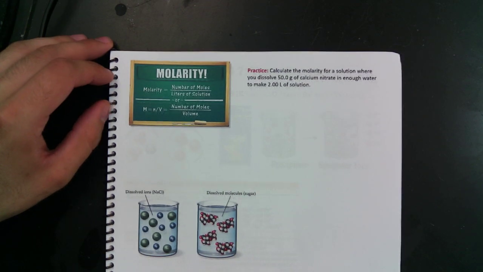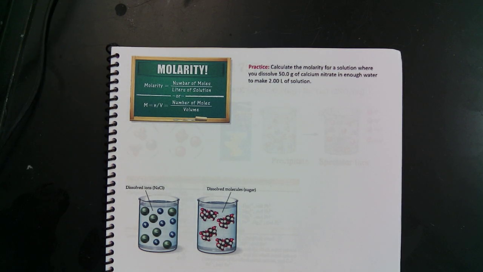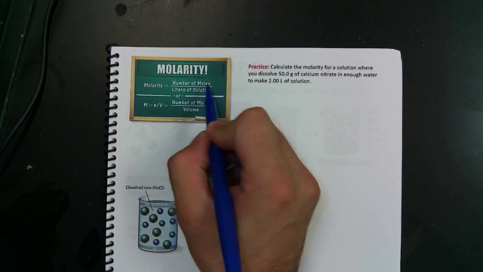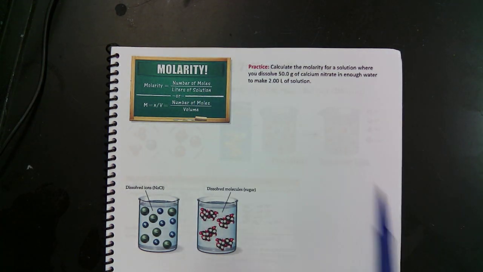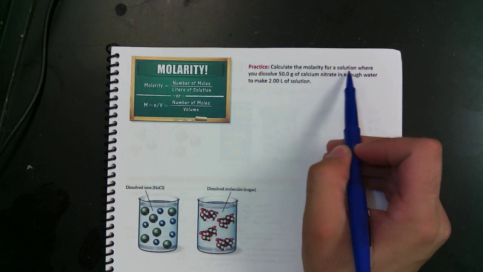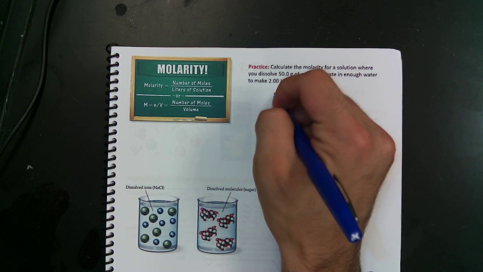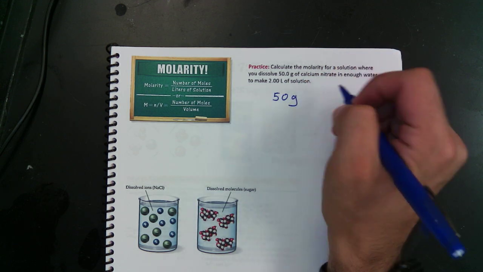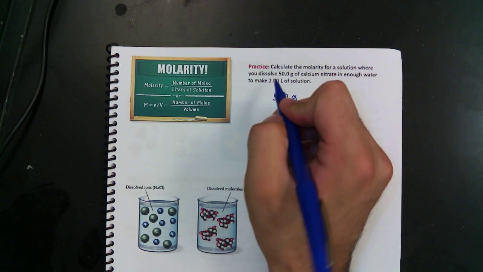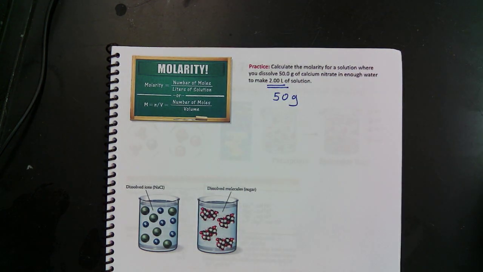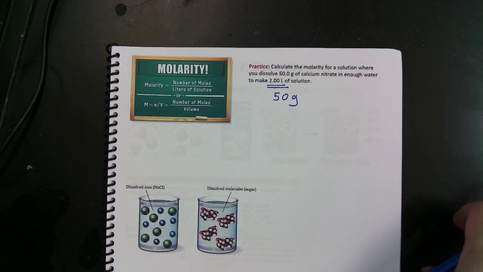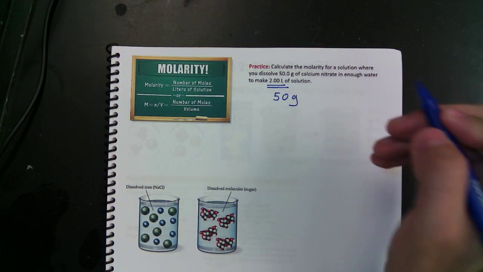Molarity, in terms of doing some mathematical problems, again, the units are really specific. It has to be moles of solute per liters of solution. So if you get a problem that says, for example, calculate the molarity for a solution where you dissolve 50 grams of calcium nitrate in enough water to make 2 liters of solution, you have the 2 liters of solution. That's good, but you don't have moles of solute. You have grams of solute. You have to convert to moles.